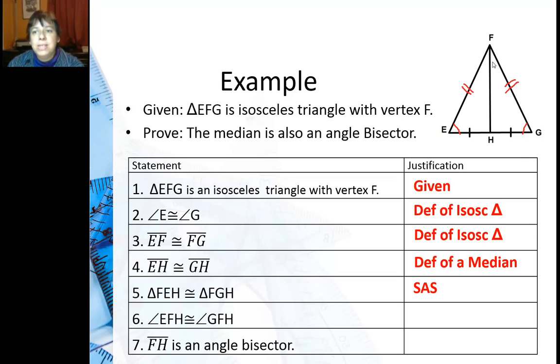Now I can prove that these two angles up here have to be congruent because of CPCTC, which means that FH is not only a median, if it's cutting it into two equal angles, it's also an angle bisector. So FH is an angle bisector because of the definition of an angle bisector.